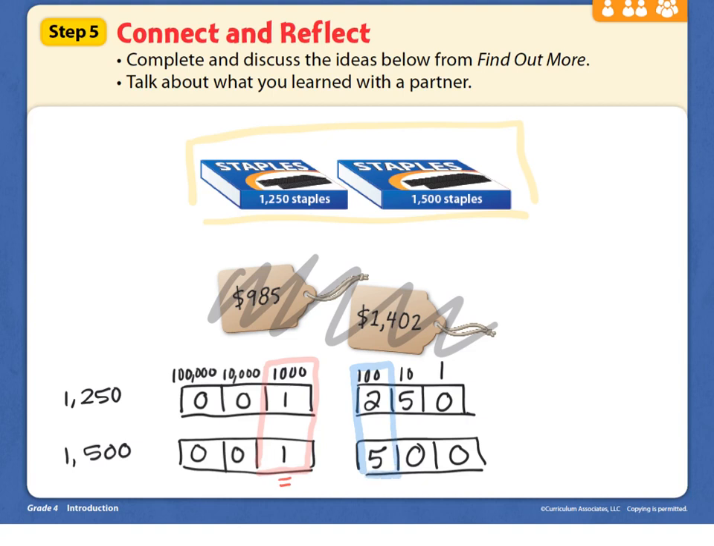When I look at the hundreds place, I see that they're different. I have the number 2 and the number 5. I know that 2 is less than the number 5, which means that 5 is bigger, which means that 1,500 is bigger than 1,250. So I know that the box with 1,500 has more staples in it.